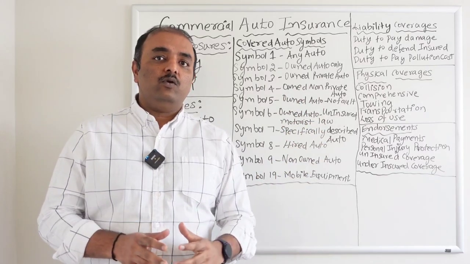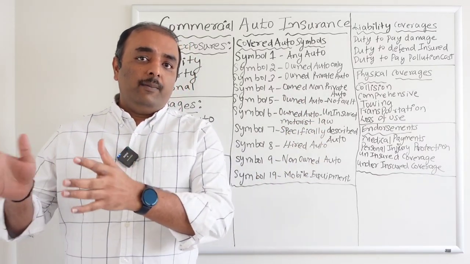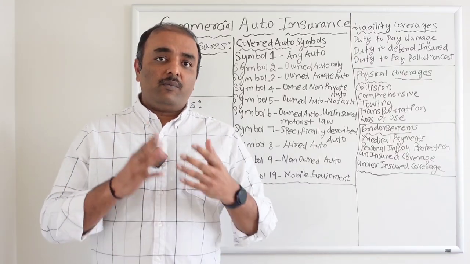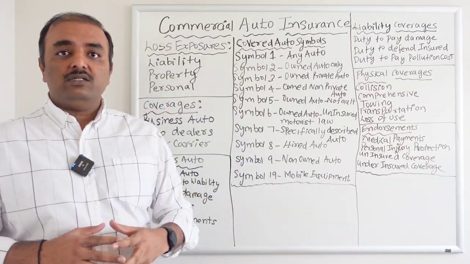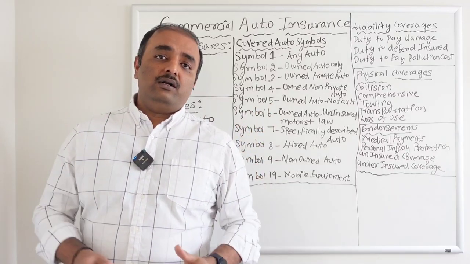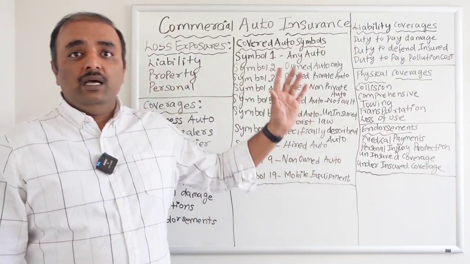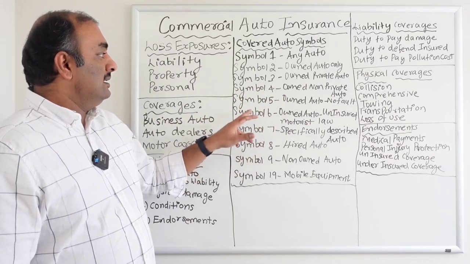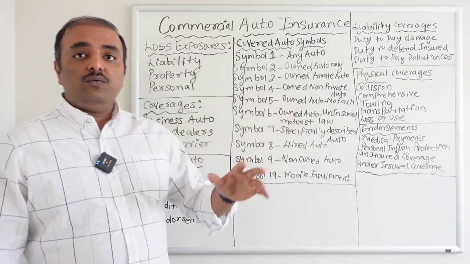We know there could be different kinds of passenger vehicles. One is private auto, one is non-private auto. When I say non-private auto, among our owned cars we could also have bigger vans or some other trucks which will not come under private autos. So those will be categorized under symbol 4. Symbol 5, owned autos subject to no-fault.